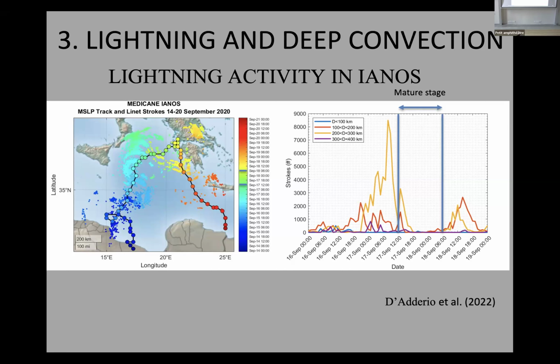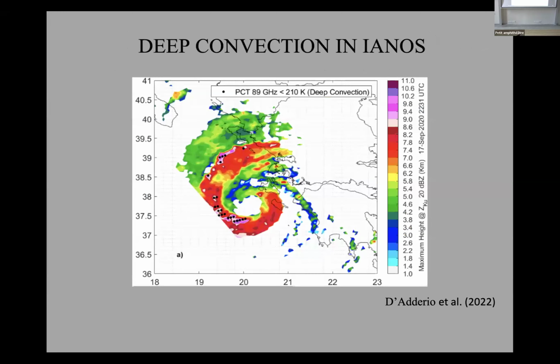A difference instead is present in terms of convection. For example, this is a case of deep convection in Llanos. Again, you see that you can have a very high cloud top in some part of the cyclone, reaching up to 10 kilometers, even in the mature stage. We are here in the phase where the cyclone is approaching Greece and shows a deep warm core structure.